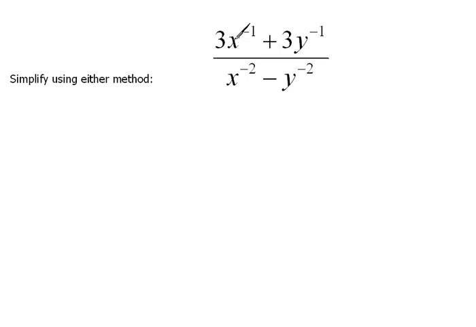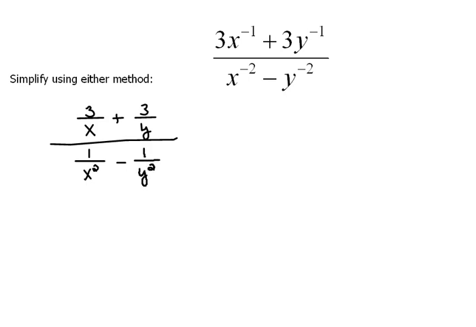So really, 3x to the negative 1 can be rewritten as 3 over x to the first power. Remember us changing those from before? And then likewise, plus 3y to the negative 1. Again, that means that y is in the wrong position. It really should be 3 over y. All over x to the negative 2, we need to rewrite as 1 over x squared, minus y to the negative 2, we need to rewrite as 1 over y squared.